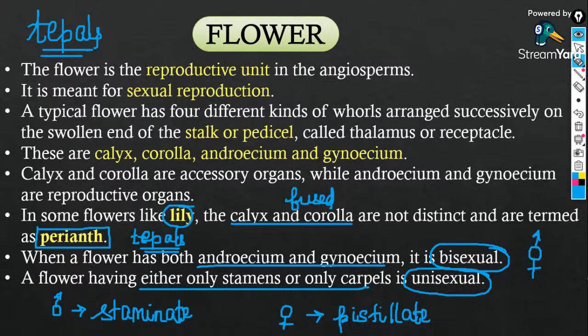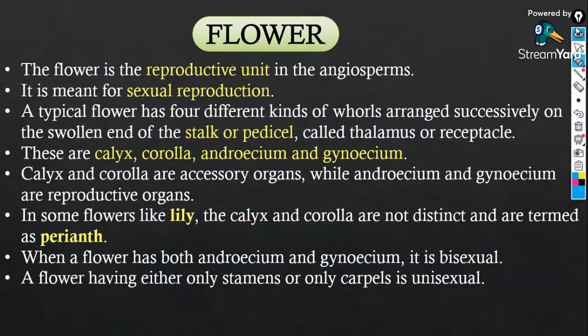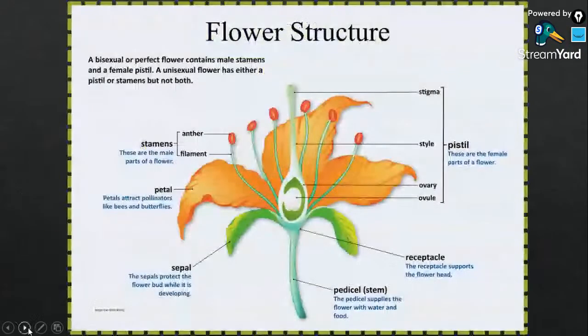Give me hearts on the screen, everybody. Come on. If this is clear and super amazing for each one of you, if you have got the concept of perianth, tepals, bisexual, unisexual, staminate and pistillate flowers. Yes. This you might have studied in the reproduction chapter, right? So this is the structure of a flower.